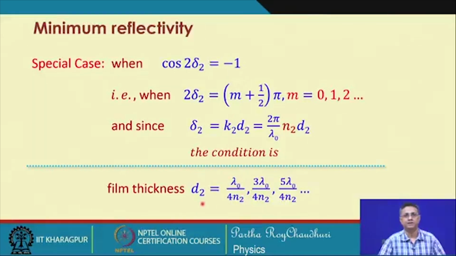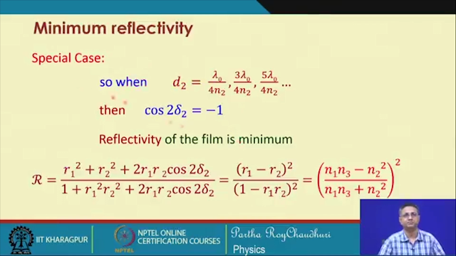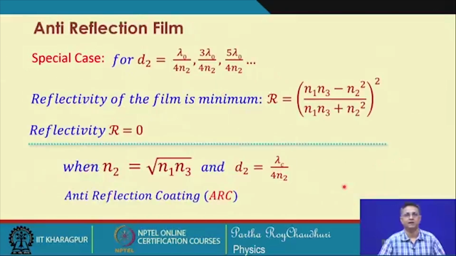So, I can retrieve the condition for the film thickness for which the reflection will be minimum. A special case is that under this condition d 2 equal to this, we find that cosine 2 delta 2 will be equal to minus 1, and the reflectivity of the film in that case will be the minimum. That is, this we have already seen, r 1 minus r 2 square of that and 1 minus. So, this is the minimum reflectivity condition.